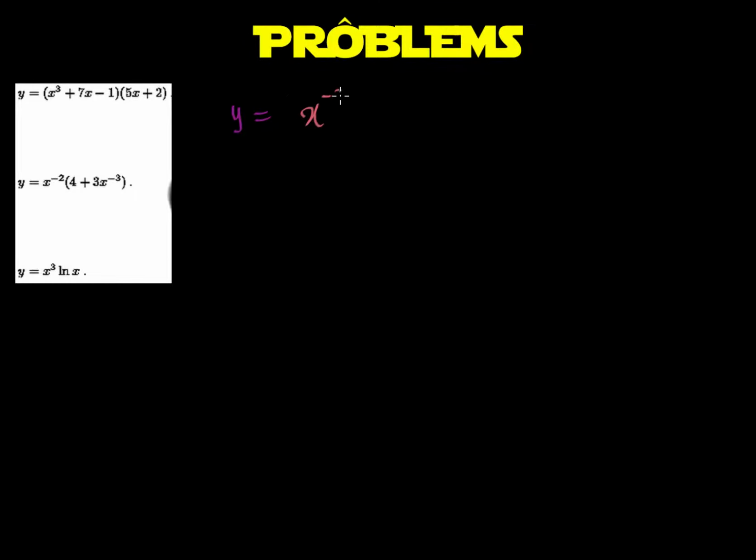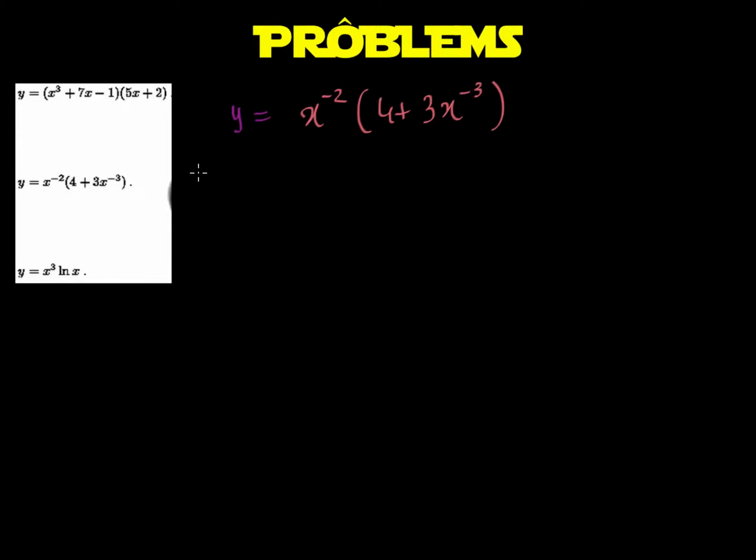This is x to the minus 2 times 4 plus 3 x to the minus 3. Now there are two ways of solving this. Of course, we can take this in the denominator and do it by quotient rule, but because we have to do these problems by product rule, and I want to do them by product rule so that it's more clear to you, I'm going to do these by product rule.